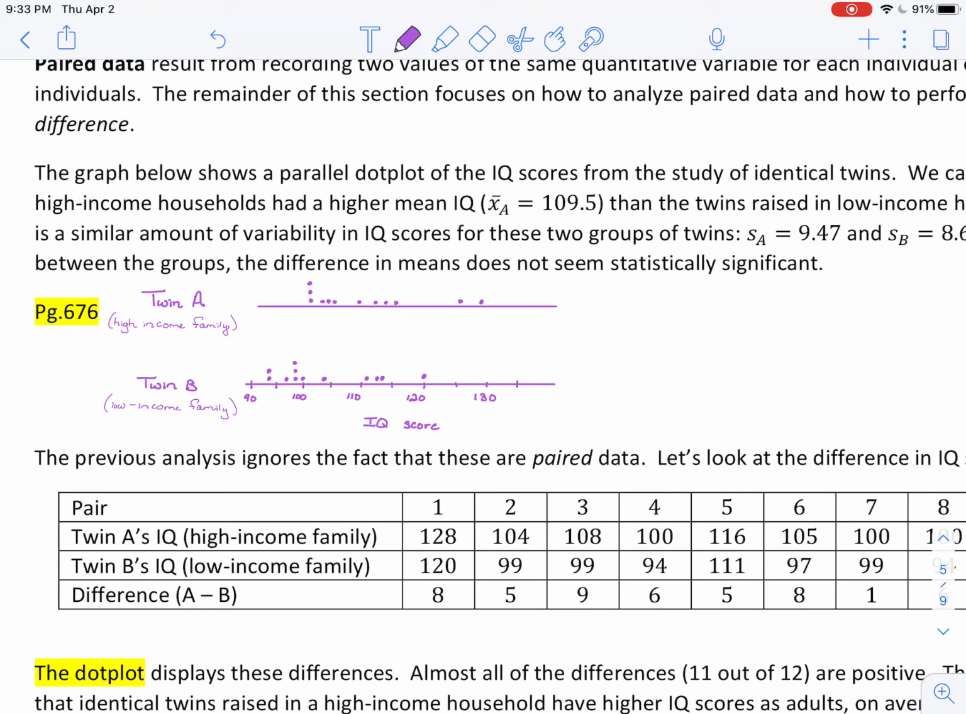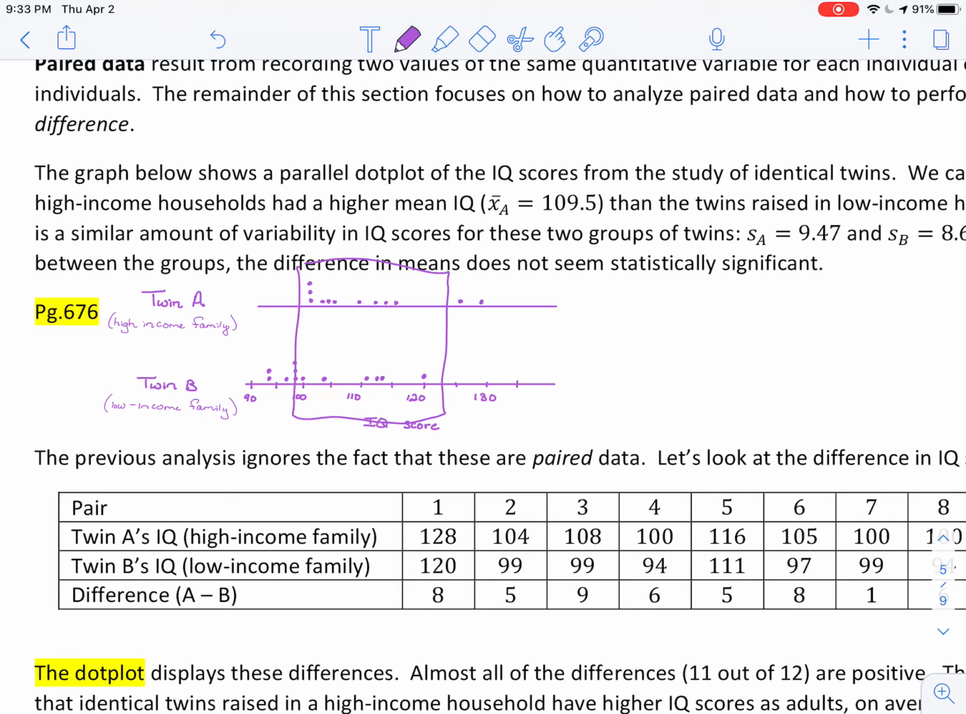We can see that those raised in the higher income have a higher average. The balance point for twin A seems to be here, whereas the balance point for twin B seems to be, I don't know, here-ish if you're trying to balance it on one finger. So it does seem to be higher for one group as opposed to the other. We can also talk about looking at the variability. I haven't calculated it in the notes, but one group seems to be slightly more spread out than the other. But the problem is there's a lot of overlap between these groups.